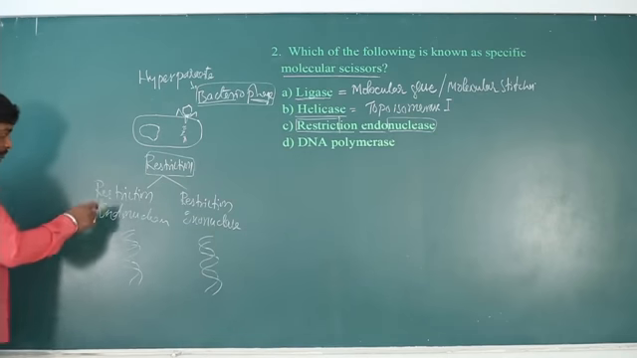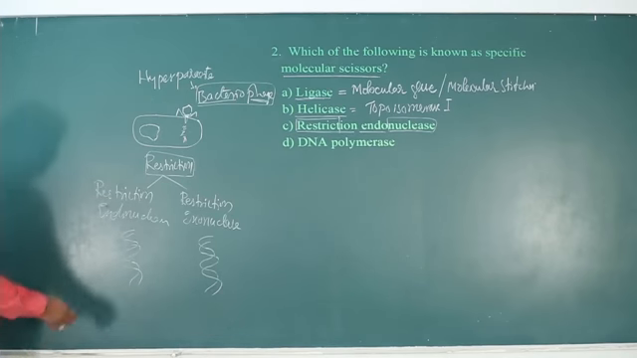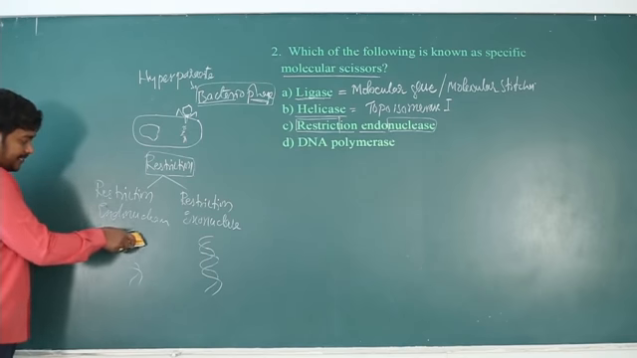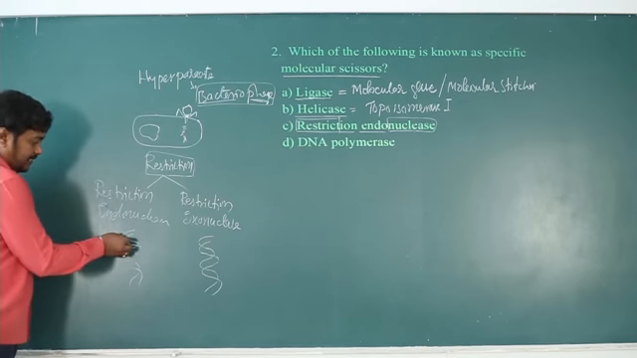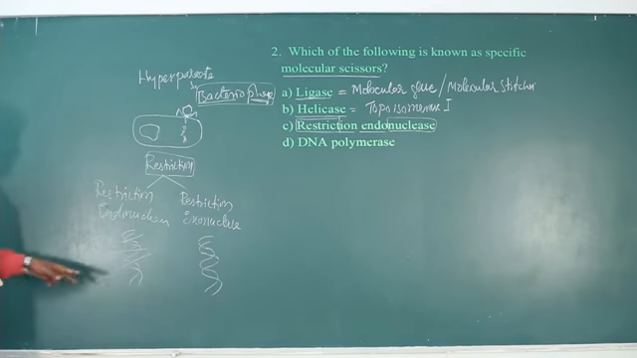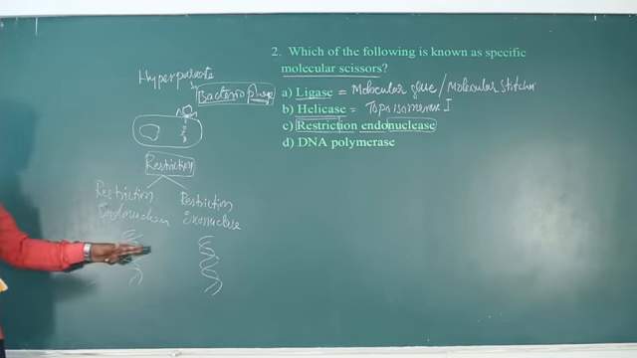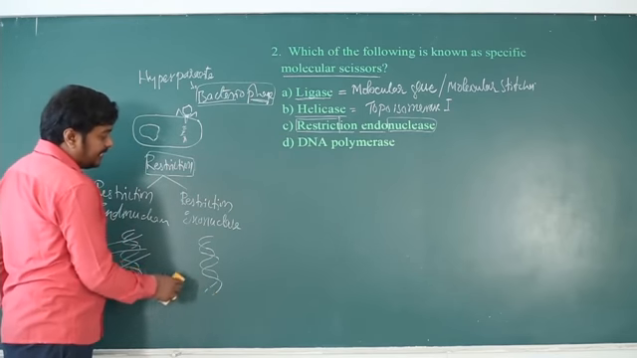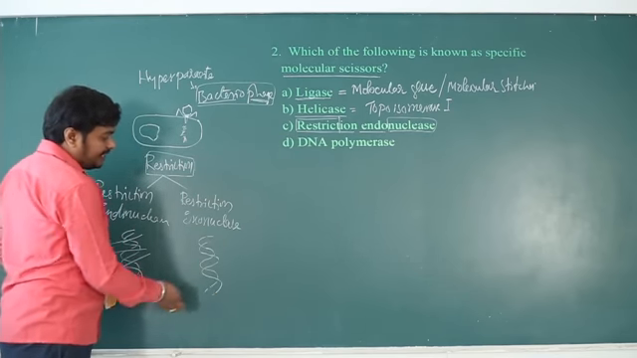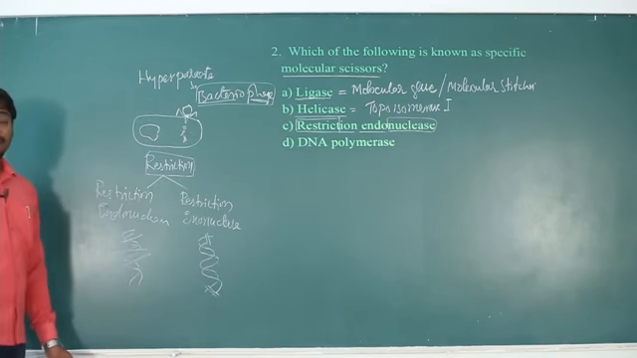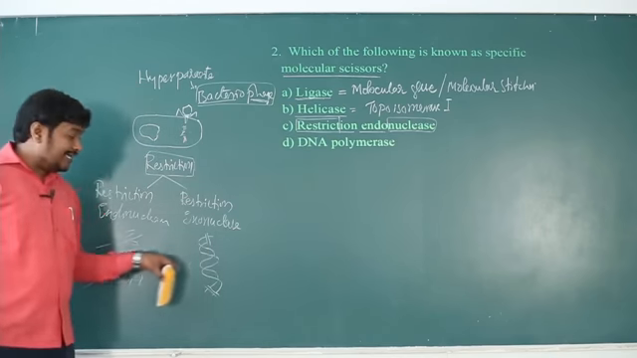Here restriction endonuclease can make a cut at any point on a DNA, though of course they need a specific sequence. They can cut the DNA in between, whereas exonuclease can cut at the ends only. They have the ability to cut only at the end of the DNA, and they are unable to cut the DNA in between.